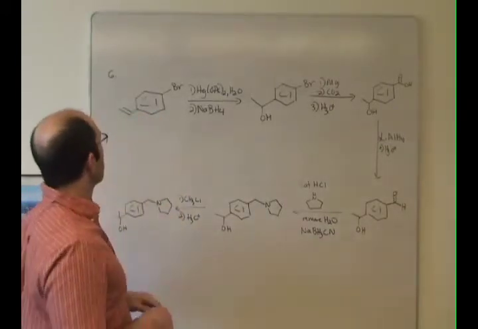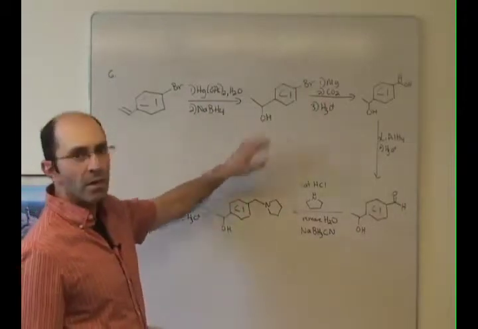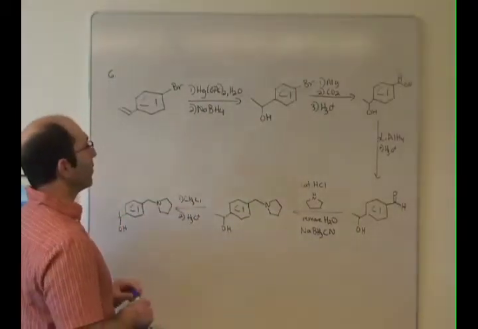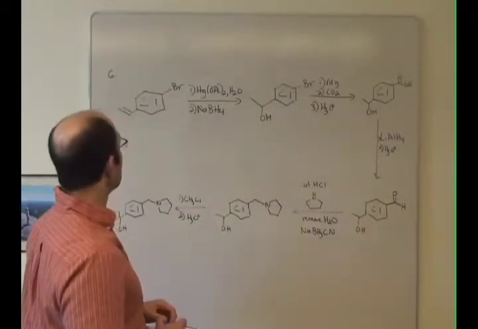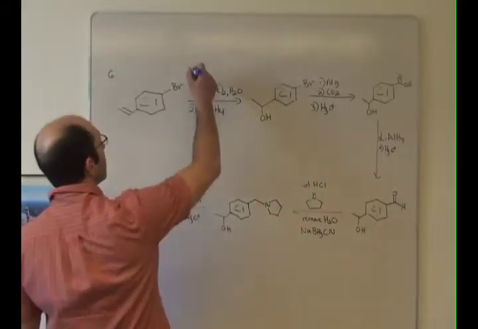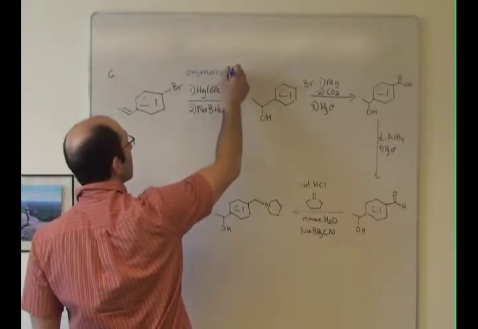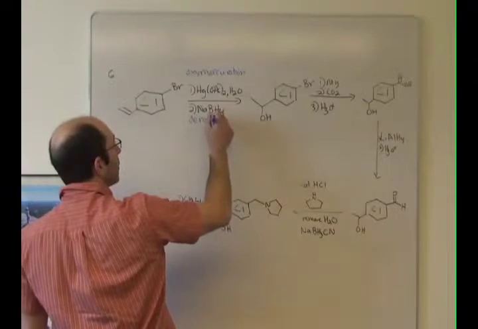So the first step, alkene going to a secondary alcohol. All right, so when we look at this, we're adding an OH to the more substituted side of the alkene. And we look at the reagents that were given to do that. So this is oxymercuration, demercuration.